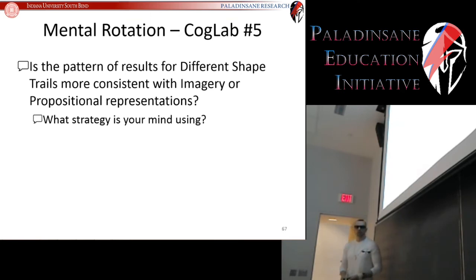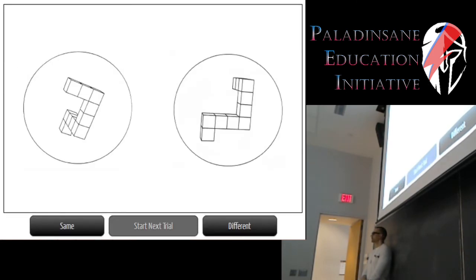So what strategy is your mind using? Basically, did anybody have, or were they aware of how they were trying to solve same ones and different ones? Well, how about a show of hands? Did anybody consciously know what they were doing? How about a show of hands? Does anybody remember doing this CogLab? So it was a while back.